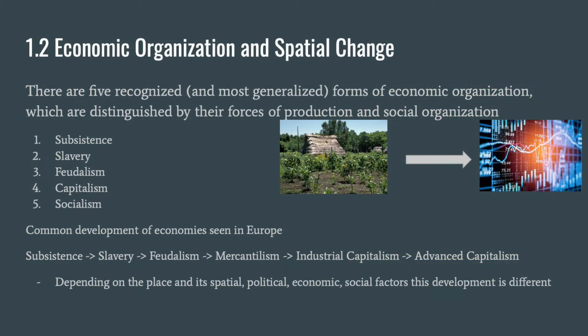The section Economic Organization and Spatial Change focuses on the socio-economic organization of an economy and society. There are 5 most recognized and generalized forms of this economic organization. 1. Subsistence. 2. Slavery. 3. Feudalism. 4. Capitalism. And 5. Socialism. These economic organizations are distinguished by their differences in the relationship between the factors of production and the physical and human capital.